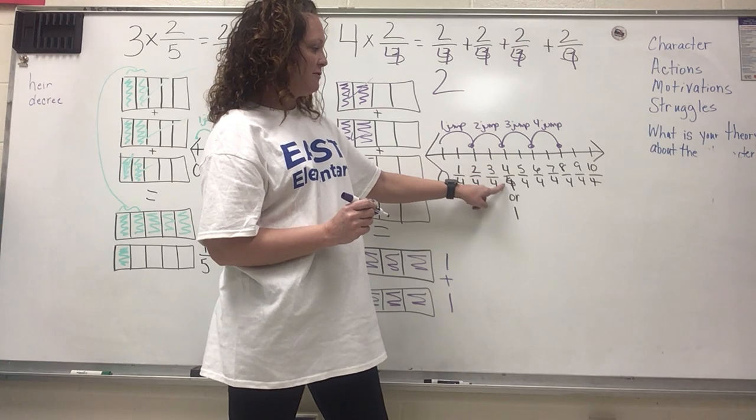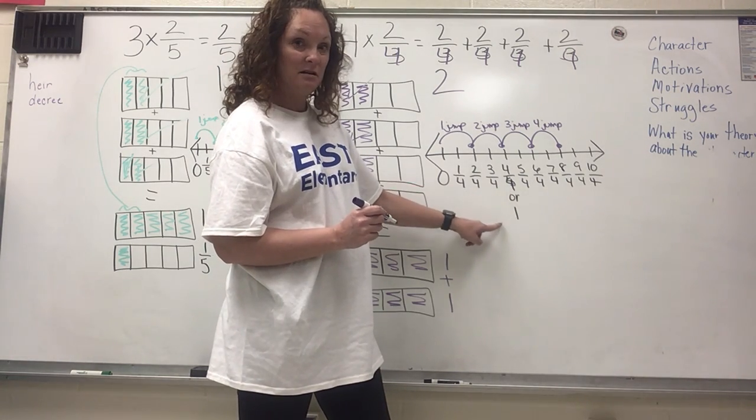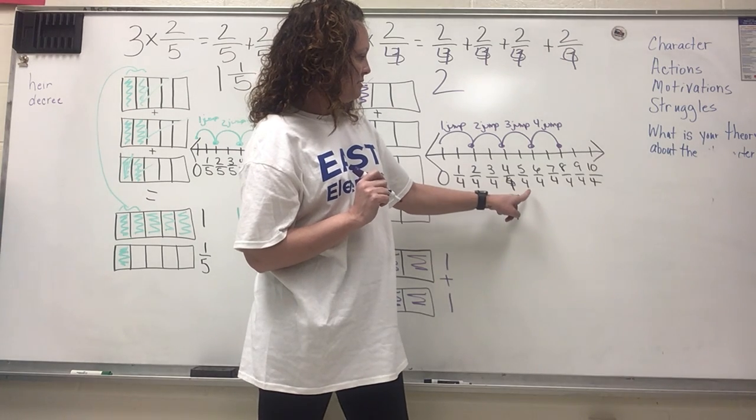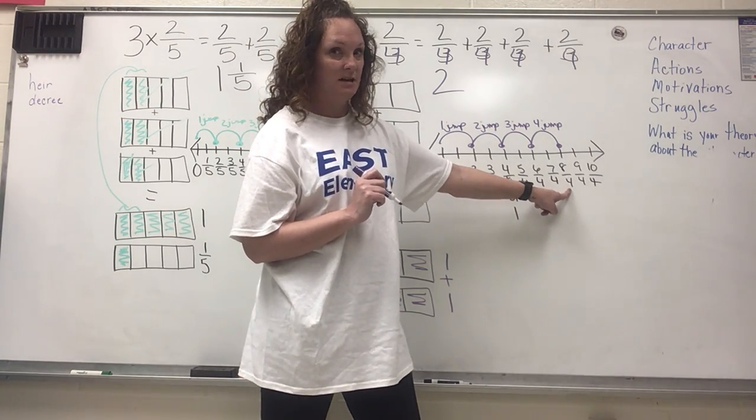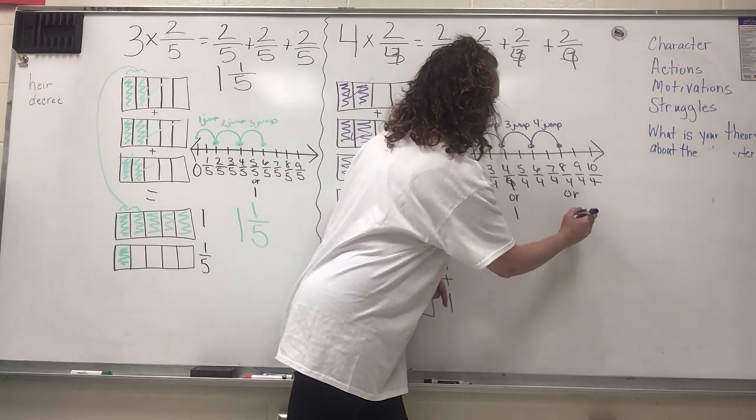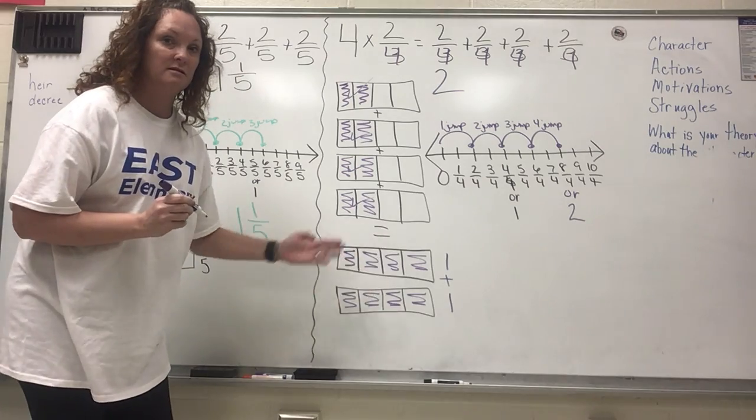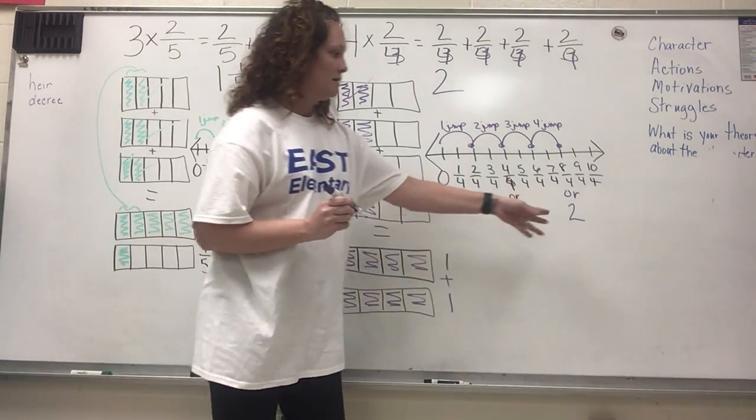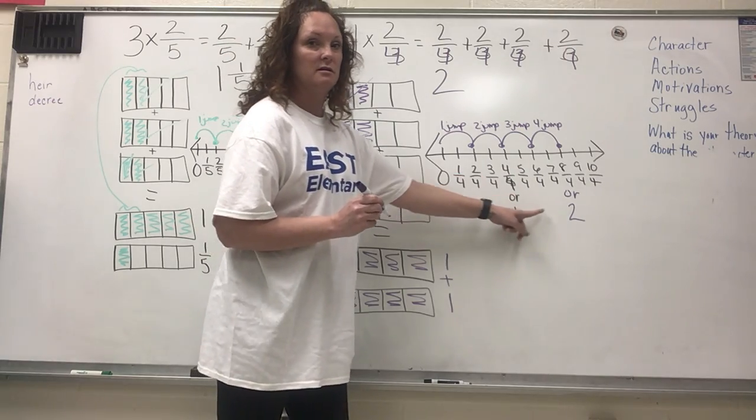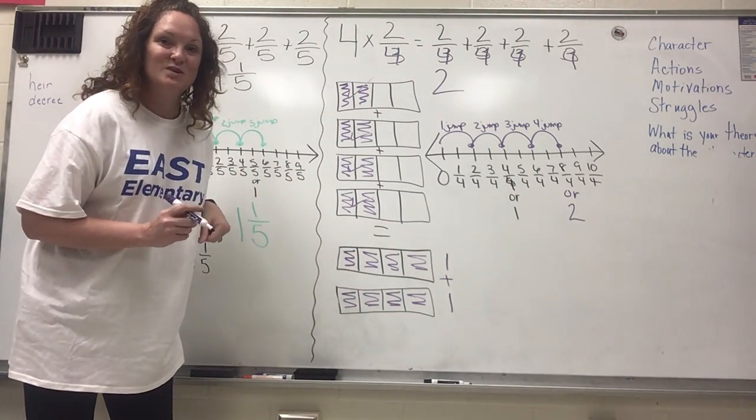So I want you to notice something. 4/4 is equivalent to 1. Okay, 1, 2, 3, 4 pieces out of 4 is being used, right? So that's one. Then, one, two, three, four. I got four more of those, right? So, this 8/4 is equivalent to 2. Equivalent fractions. You see it? All right. So, I get the same thing here. 4 times 2/4 is 2. Okie dokie, friends.